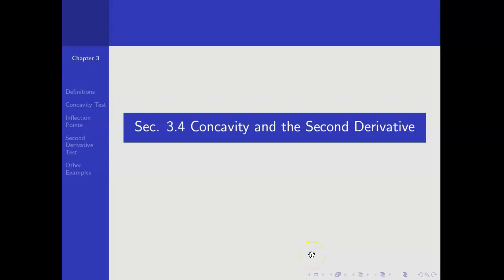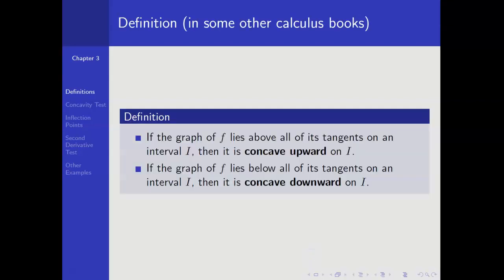Today we're going to be talking about section 3.4, which is concavity and the second derivative. So we're going to be looking at the effect of the second derivative of a function and how that affects the look of the graph. So first we're going to start with definitions as usual.